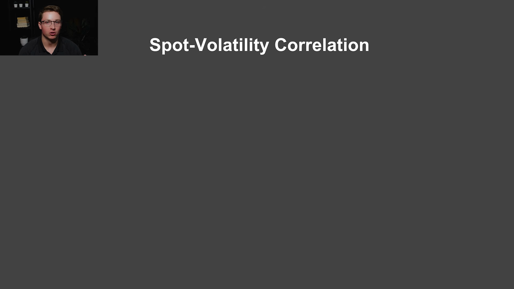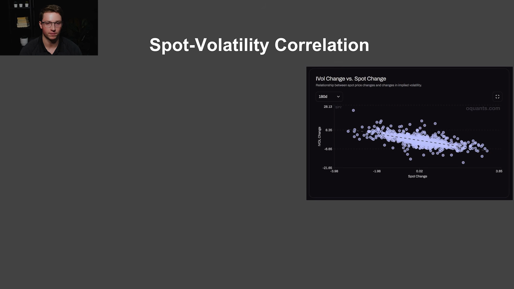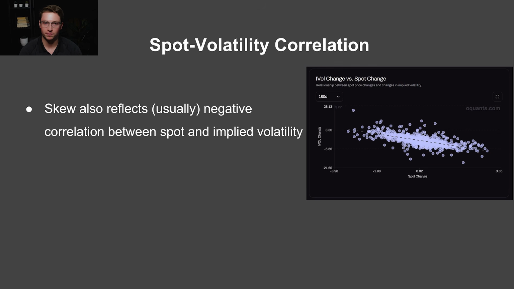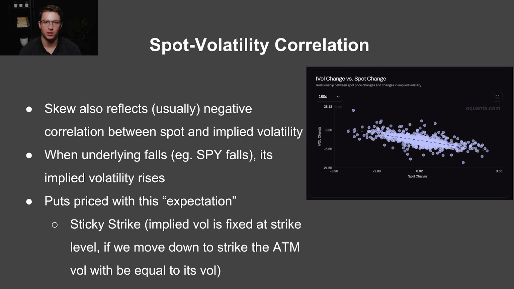Skew also reflects a key empirical relationship, the negative correlation between spot returns and implied volatility in equity markets. When markets fall, volatility tends to spike. This is a well-documented phenomenon. This spot volatility correlation is one of the primary drivers of skew. When the underlying falls, for example SPY drops, implied volatility rises. Therefore, out-of-the-money puts, which become more relevant during market drops, are priced with higher implied vol ahead of time. This forward pricing mechanism means that skew is already anticipating a volatility jump if the market sells off. That's why skew is sometimes described using the terms sticky strike, where implied vol stays the same at a given strike, even as the underlying moves.